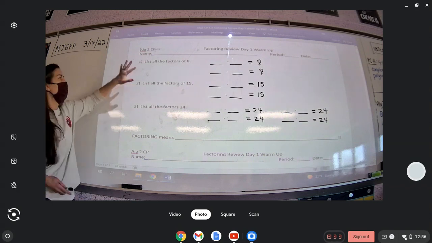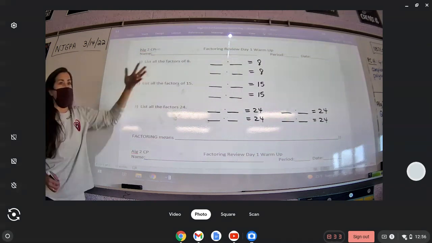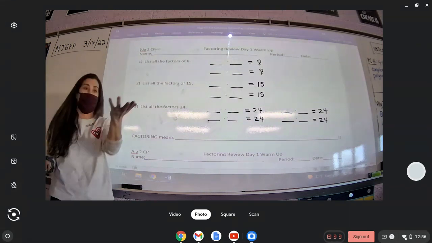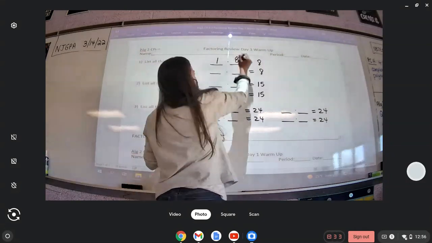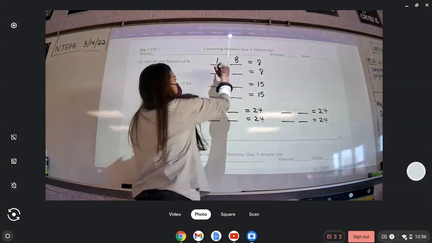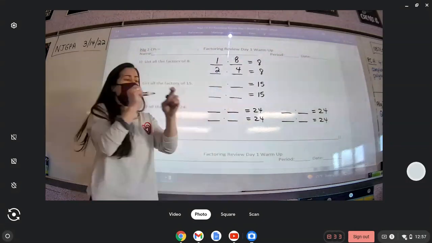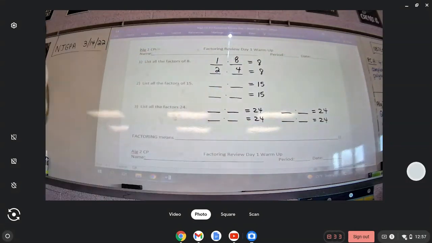So when I ask you, what are factors of 8? Can somebody tell me what factors of 8 are? Go ahead. 1 and 8. 1 and 8, I love those first. And then what else are factors of 8? 2 and 4. And the reason these are factors is because factors are numbers that multiply to 8. They are numbers that live inside of 8 to create 8. They have to multiply to equal 8.